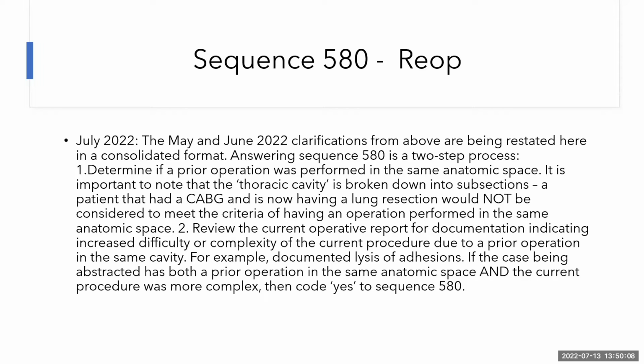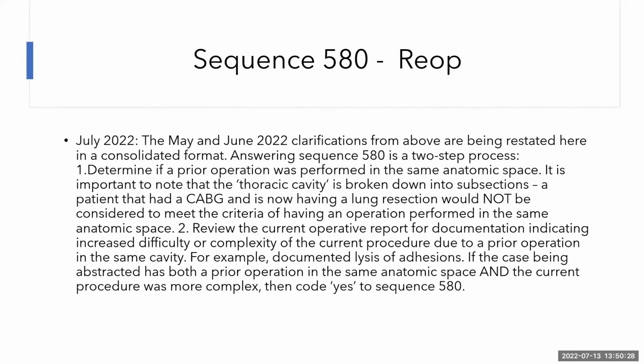You first need to determine if a prior operation was performed in the same anatomic space. So it's important to note that the thoracic cavity is broken down into subsections. A patient that had a CABG and is now having a lung resection would not be considered to meet the criteria of having an operation performed in the same anatomic space.